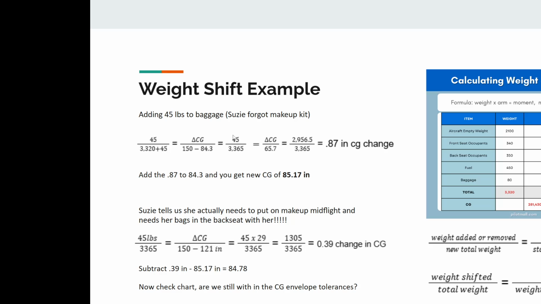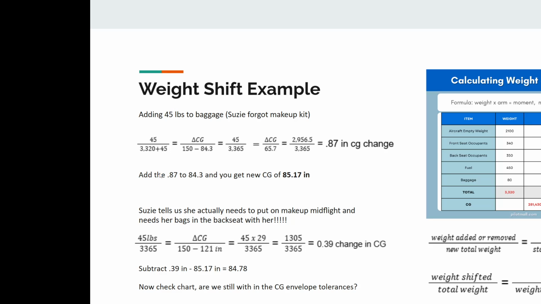We multiply that. We'll do some cross multiplication. 45 times 65.7 gives us 2,956.5. And we divide that by our new total weight of 3,365 to get a new center of gravity change of 0.87. So not much. But this tells us the change, so we need to make sure that it's still within the tolerances. So how do we do that?